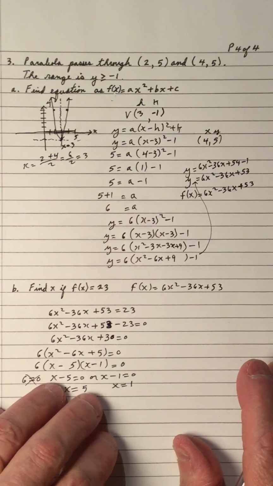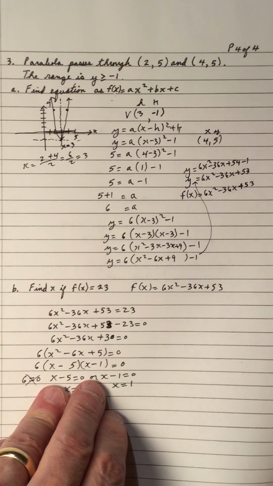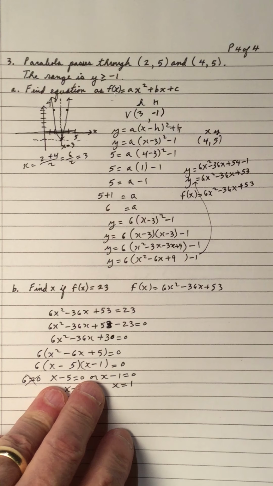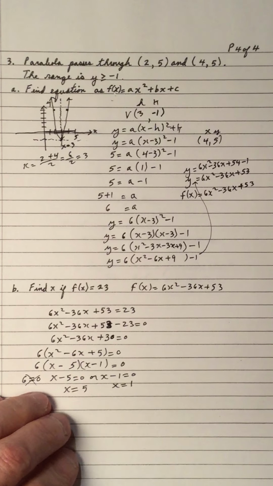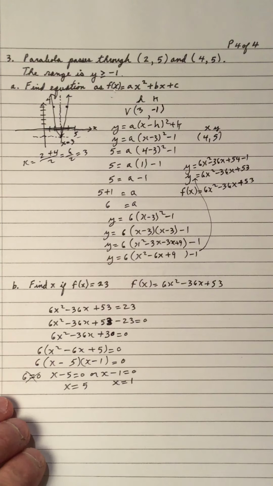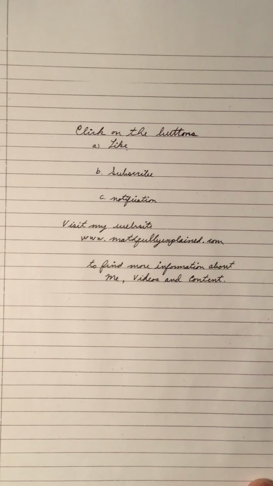So that's working through with the function notation, which is the f of x, the same as what we did before, only we had it in terms of y. And that brings us to the end.